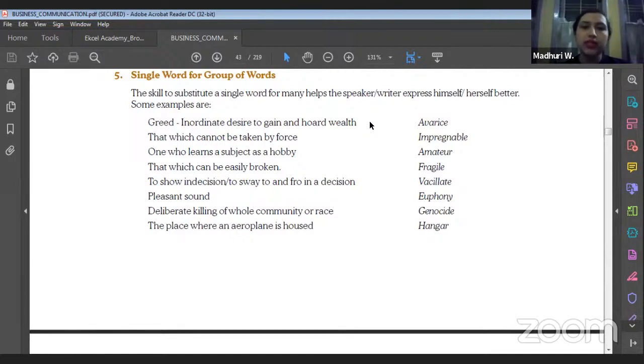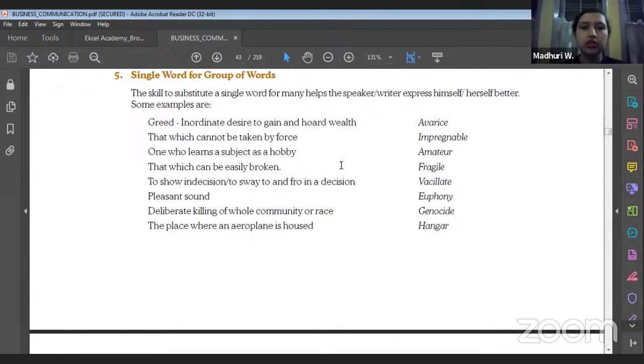That which cannot be taken by force is impregnable. Like the fort was impregnable. That means nobody could take that fort by force. Okay? Then one who learns a subject as a hobby is an amateur. Not a professional, does not earn money from it, just takes up a subject as a hobby. That which can be easily broken is fragile. Okay, it can be broken easily.